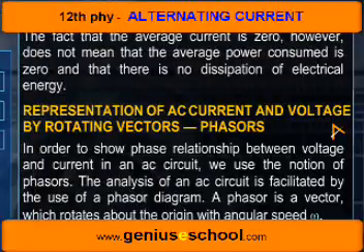In order to show the phase relationship between voltage and current in an AC circuit, we use the notion of phasors. The analysis of an AC circuit is facilitated by the use of a phasor diagram. A phasor is a vector which rotates about the origin with angular speed omega.